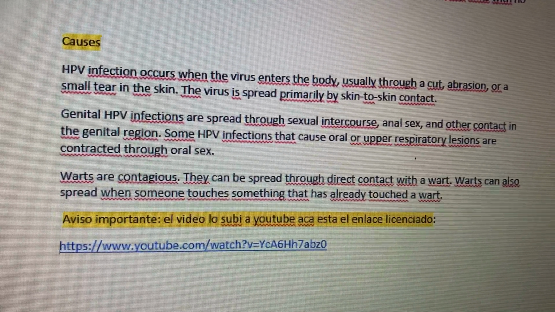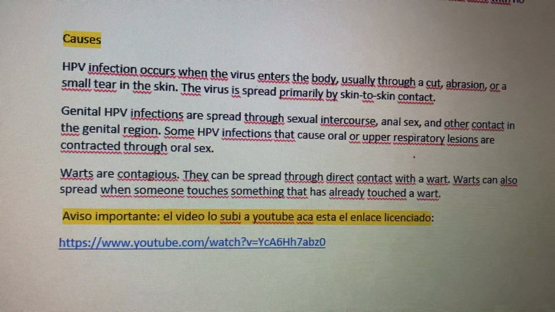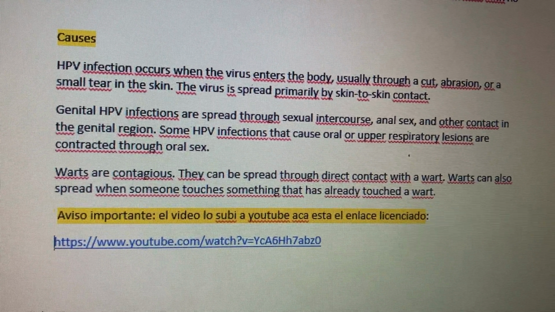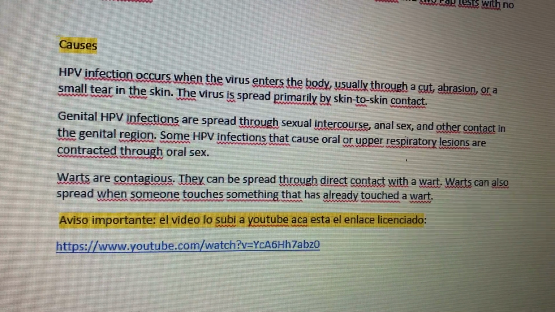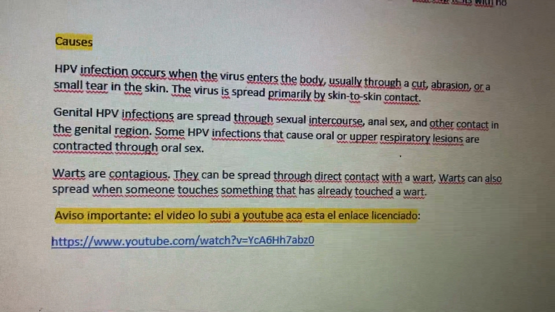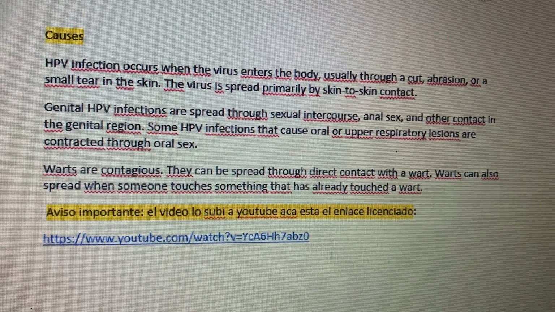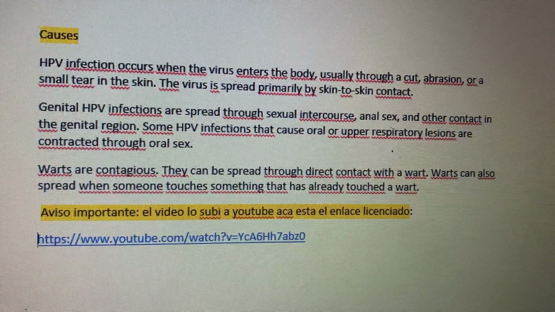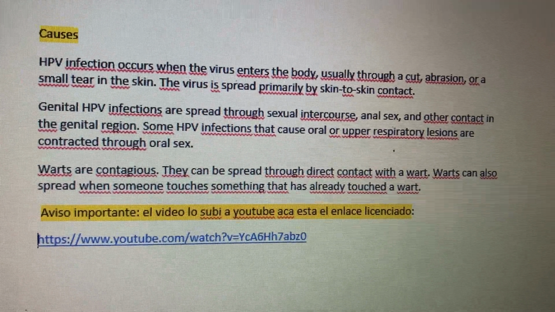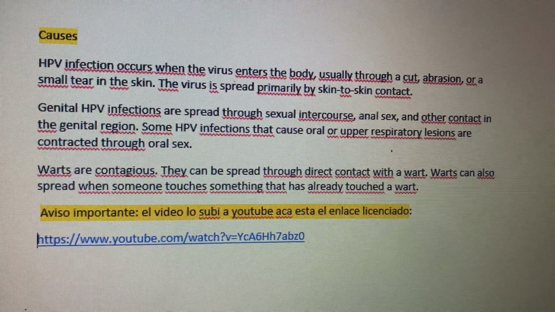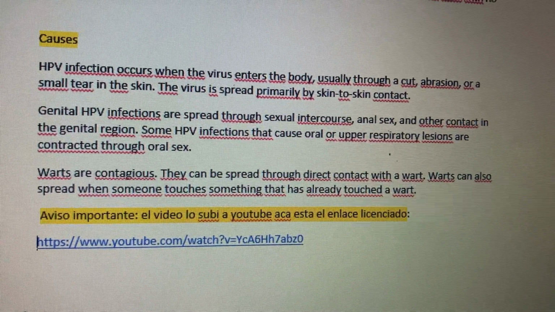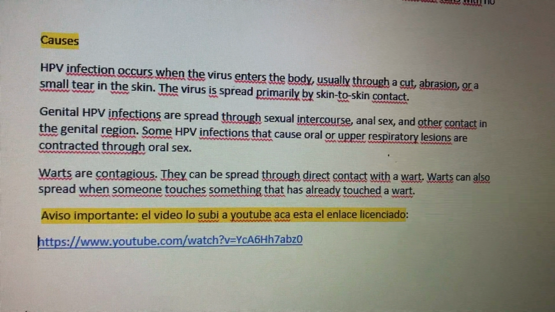Cause. HPV infection occurs when the virus enters the body, usually through a skin abrasion or a small tear in the skin. The virus is spread primarily by skin-to-skin contact. Genital HPV infections are spread through sexual intercourse, anal sex, and other contact in the genital region. HPV infection can cause oral and upper respiratory lesions and is contracted through oral sex.